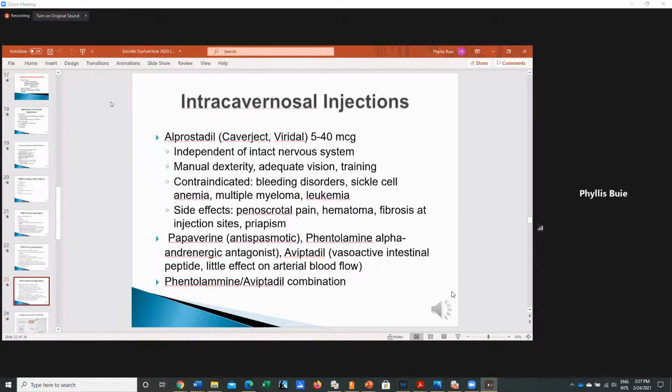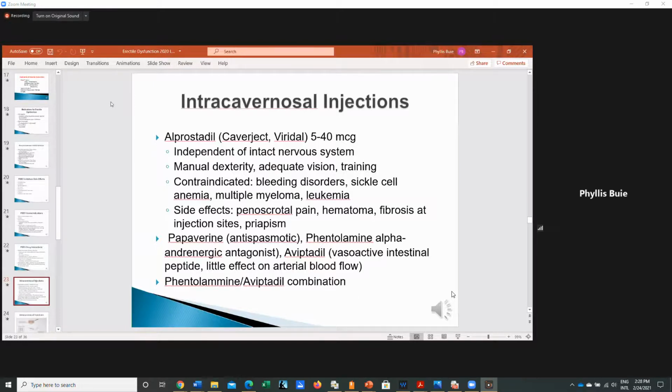Now, the problem with this is that they have to be able to have good vision to see what they're doing and draw the medication up. They have to have the manual dexterity. So if it's somebody that has very bad arthritis, then this may be a limiting factor with them. And then, of course, they have to be teachable so that you can teach them how to do it.